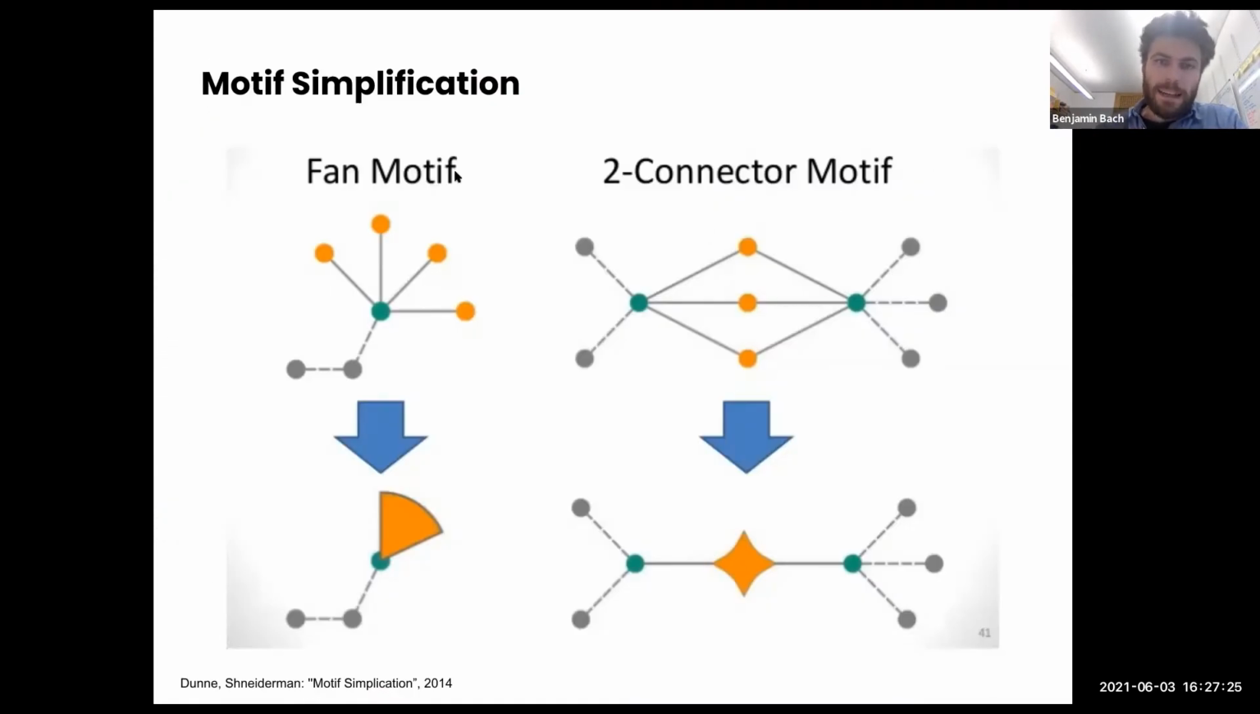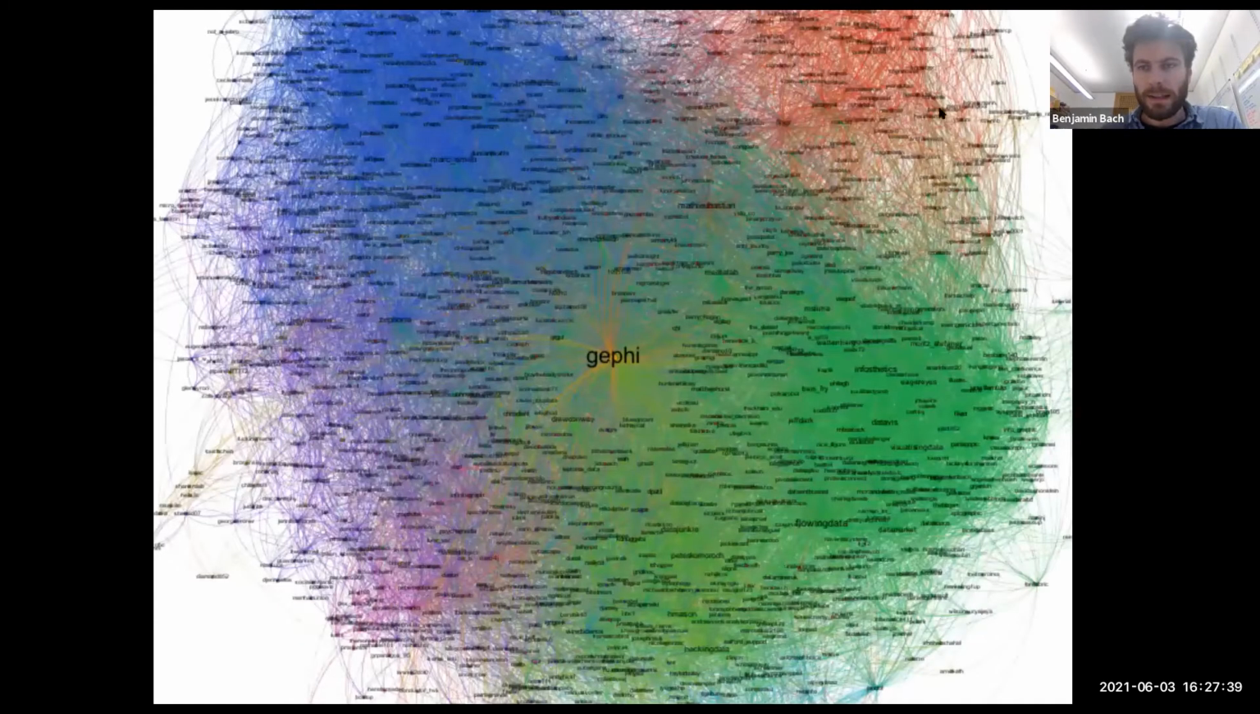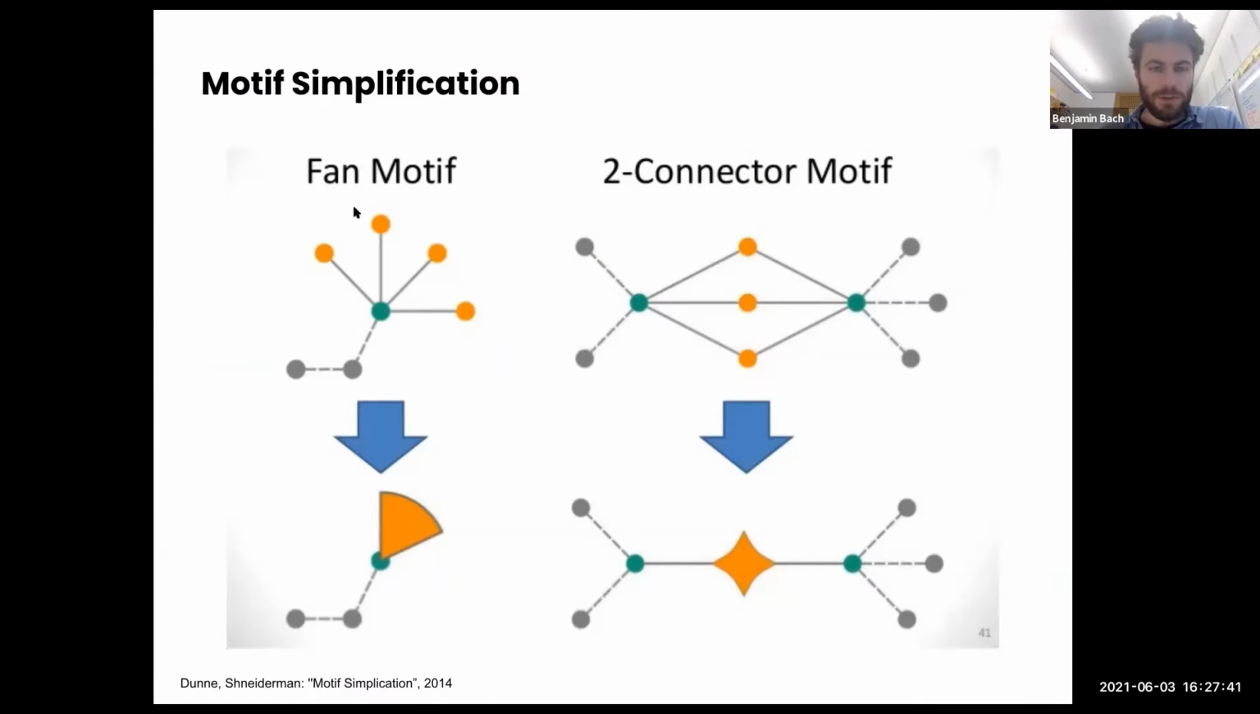One of these techniques, which I really like, is motif simplification. If you have a network with such a fan motif, you can imagine you can have 100 of these nodes, a fan with hundreds of nodes, and they just clutter your image. You just replace them by such a slice, such a pizza slice. It's a fairly simple calculation to do, and this is all you really want to know. If you look at the network, you want to see, okay, there's a fan, that's it. I don't need to see all these individual nodes because there's not so much information.